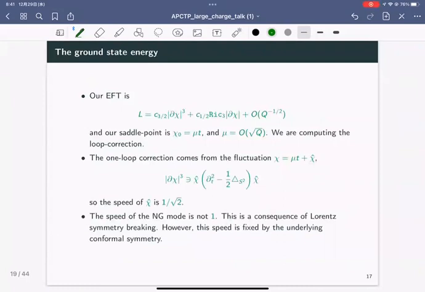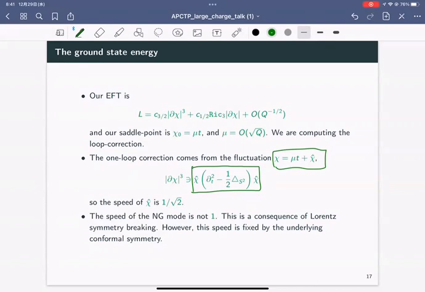So we can do it by expanding chi equal to mu t plus chi fluctuation, and it contains a term like this. This again tells you that the speed of the Goldstone boson is 1/√2, not one as in the ordinary system, ordinary symmetry breaking. This is a consequence of, again, Lorentz symmetry breaking. However, the speed is fixed by the underlying conformal symmetry, meaning you can use the Ward identity to fix it. But yeah, there is a Ward identity, so you can also view it as spontaneous symmetry breaking.